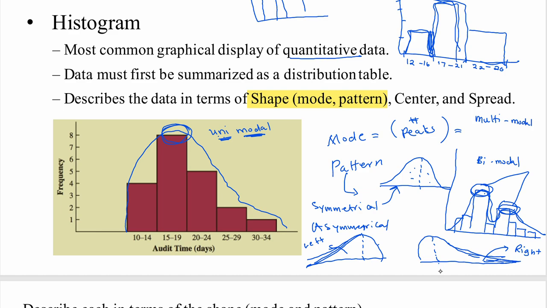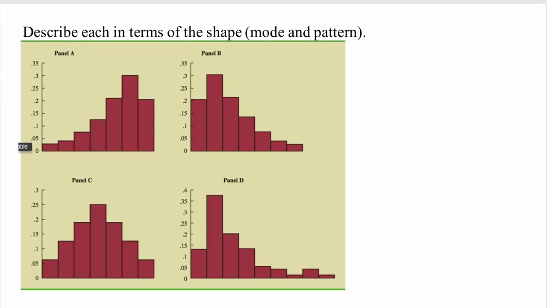Now, for clarity's sake, I always use this example. Think about it as a dog. Where is the tail of the dog facing? If the tail is on this side, it's a right skew distribution. If the tail is on this side, it's a left skew distribution. So you look at this histogram here as an example, which is unimodal, but in terms of the pattern, in terms of the symmetry, it is skewed right. And so this is a right skewed asymmetrical distribution.